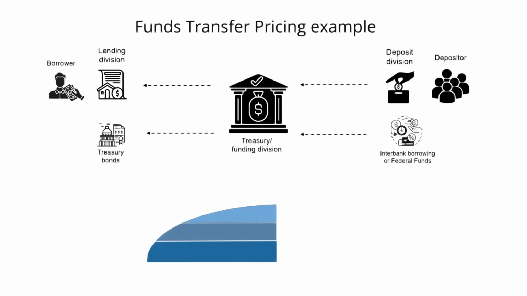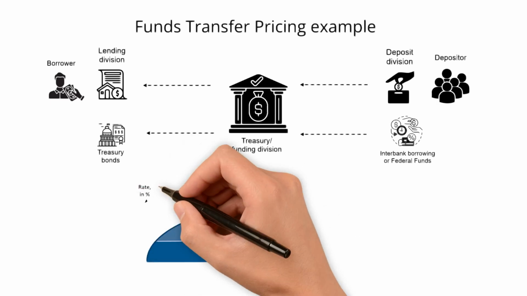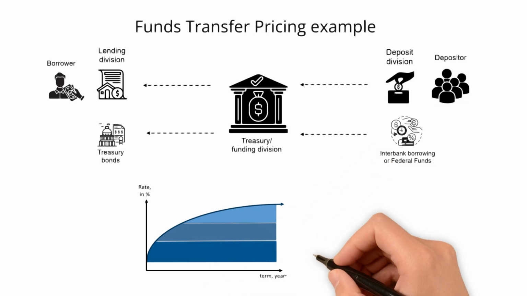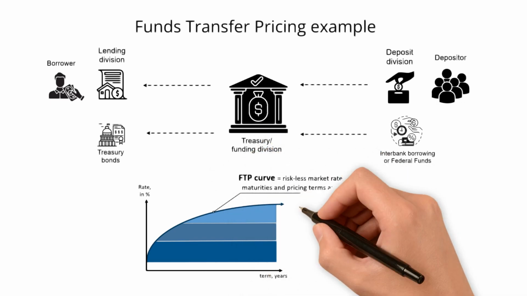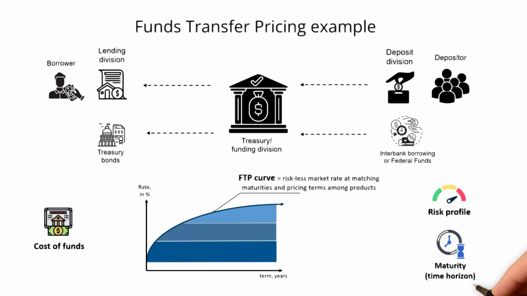Let's put concrete figures to our example. By doing so, we will refer in parallel to the transfer pricing rate, or so-called FTP rate. This is the actual rate at which funds are transferred between business units internally. As we will see, it depends on the cost of funds, the respective risk profile, and of course the maturity, both on funding and lending side. Alright then. Let's assume the following.